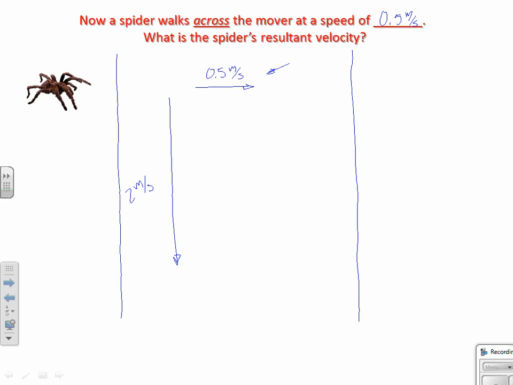So the question is, what's the spider's resultant velocity now? And really, I should say, relative to, I don't know, how about this, location X. And here's location X, just a spot on the floor outside the people mover. Well, the spider walks across while the people mover rolls down. Hopefully you can tell that the spider ends up doing something like this.